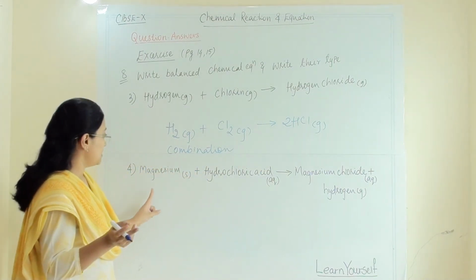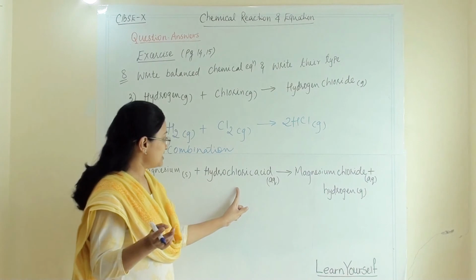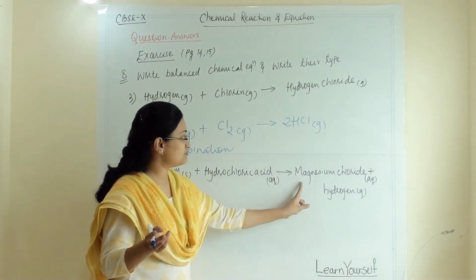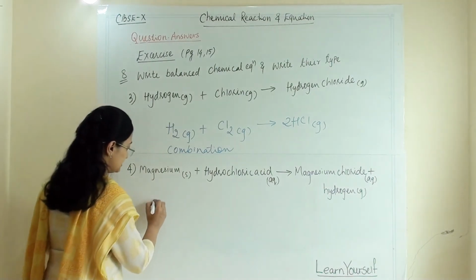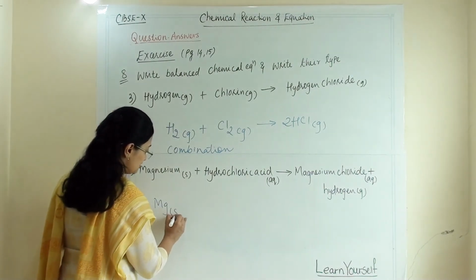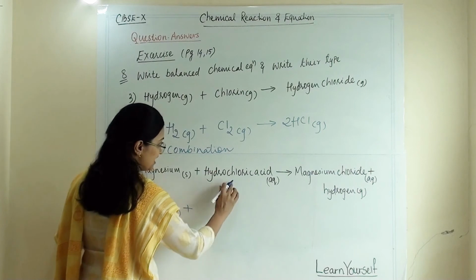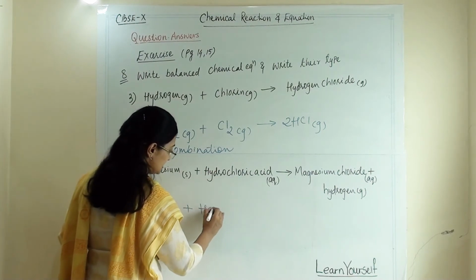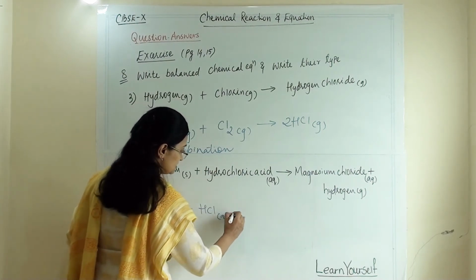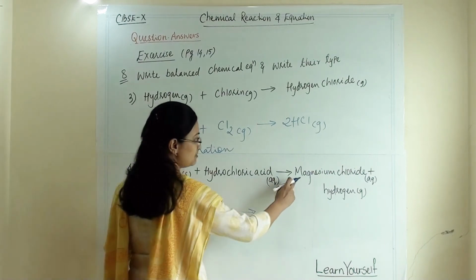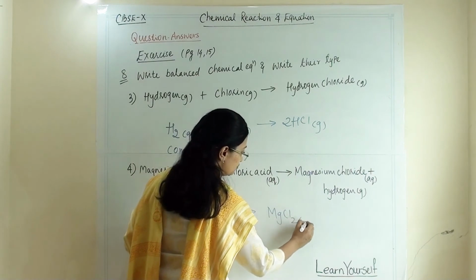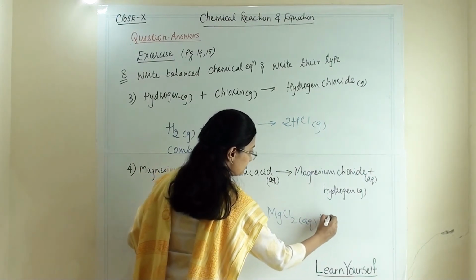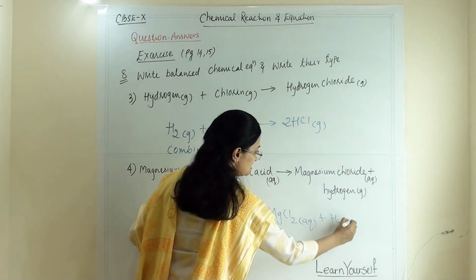Now next one, magnesium plus hydrochloric acid will give us magnesium chloride and hydrogen gas. So let us write this. Magnesium, it is solid, plus hydrochloric acid HCl in aqueous will give us magnesium chloride. Magnesium chloride MgCl2 in aqueous phase plus hydrogen gas.